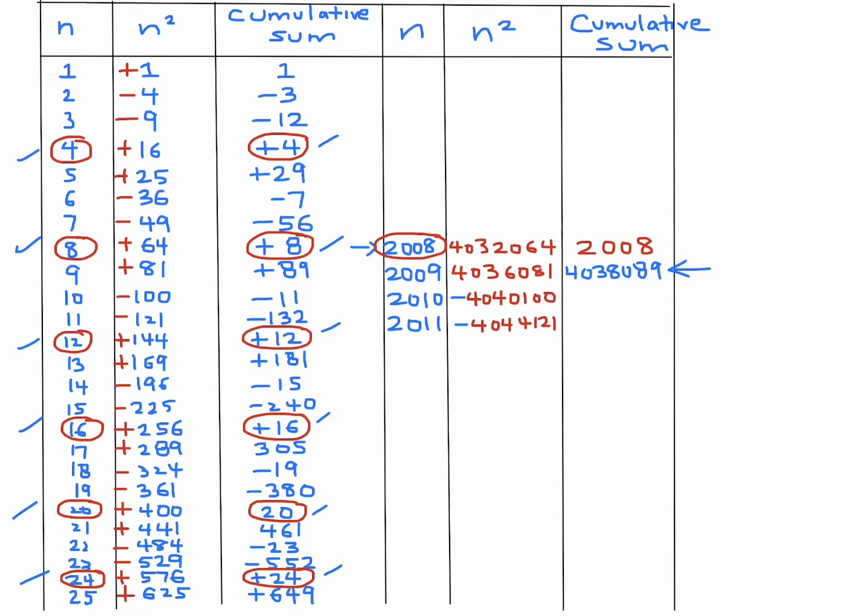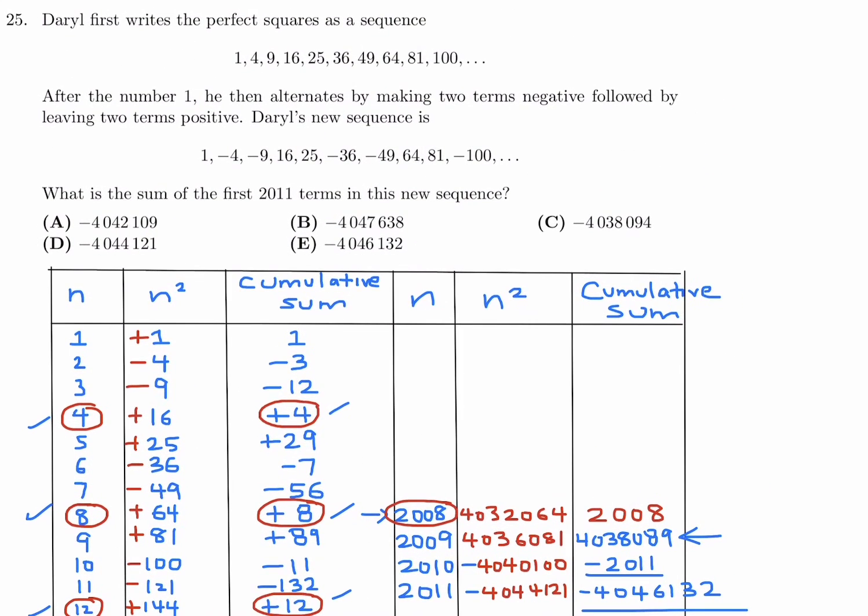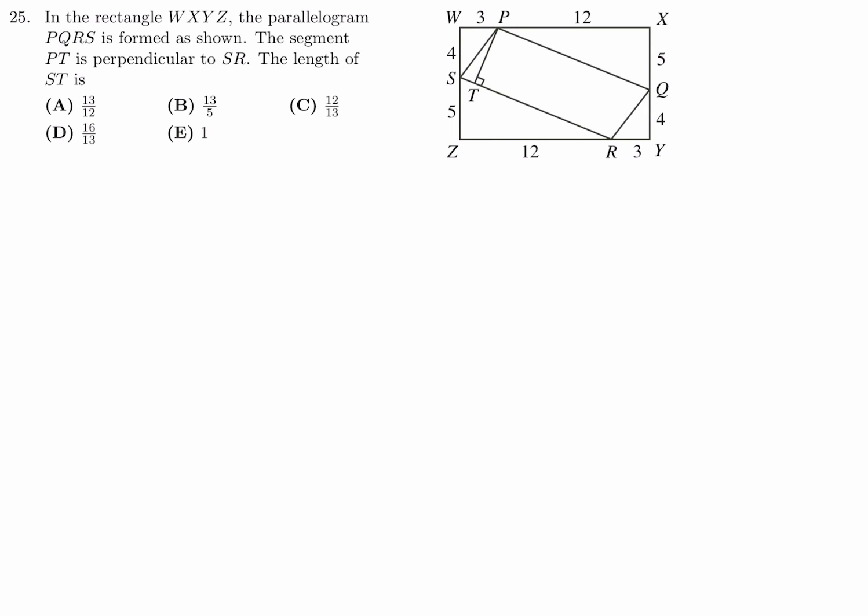And when you do that, you get a sum of minus 2011. And then take this and add to it that, not confusing the negative signs. And when you do, you get minus 4046132. And that is your cumulative sum, 4046132 negative. And therefore, number 25, the answer is E. So number 24, the answer is E.